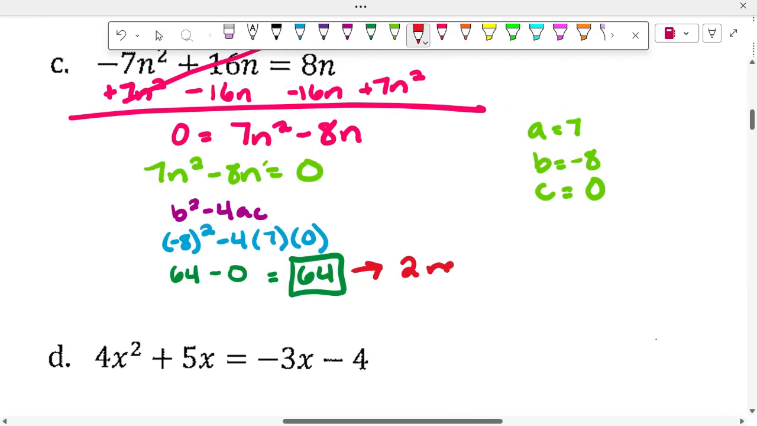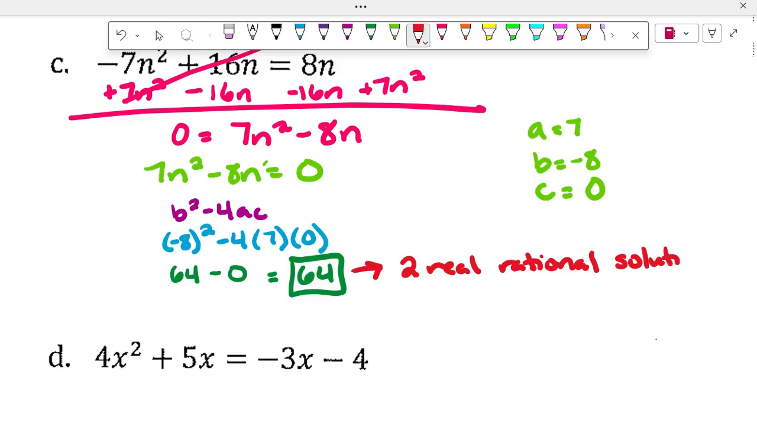Two real rational solutions. Why did you say rational, Colden? You're correct, but why is it? Because the discriminant's a perfect square. 64 is a perfect square. If you take the square root of 64, you will get a nice, pretty number. So that means that it's factorable. That's another thing the discriminant helps you with: factorable equations, at least with quadratic factors.